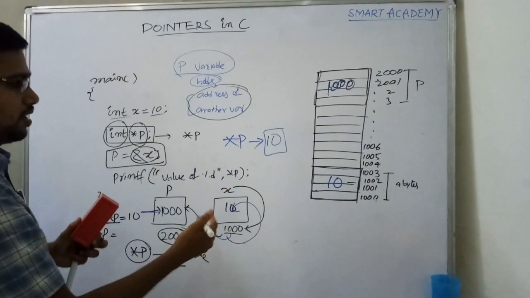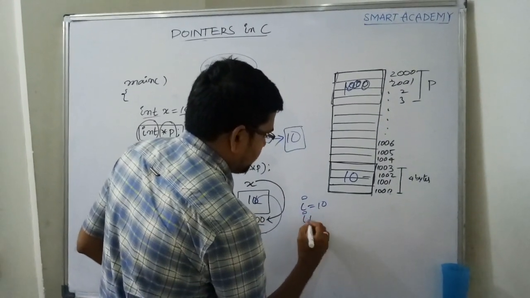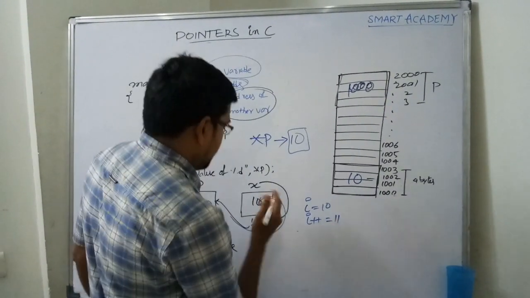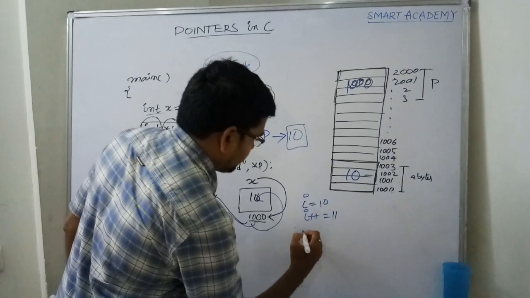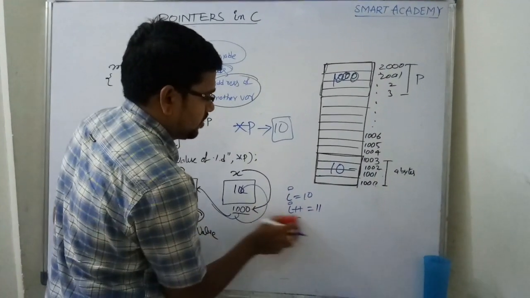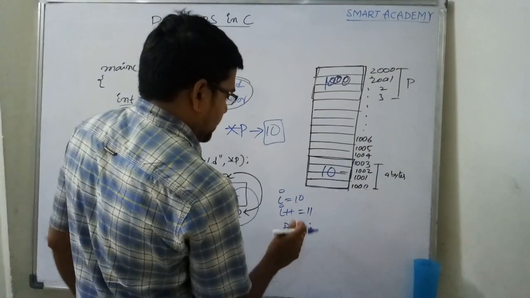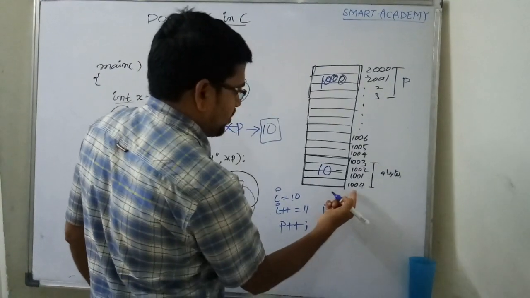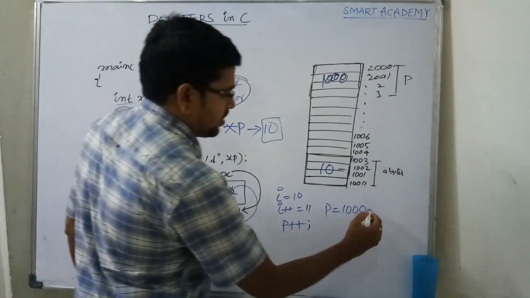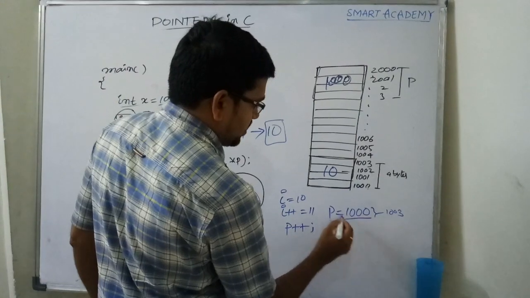I will give you another interesting thing, then I will conclude. I is equal to 10, i plus plus. What is the value? It is 11. Now in this case, p plus plus. P is a pointer. Let's say the p value is 1000. Because it is an integer, it will range from 1000 to 1003, but the base address is 1000.